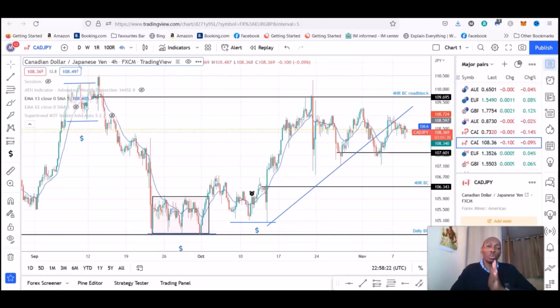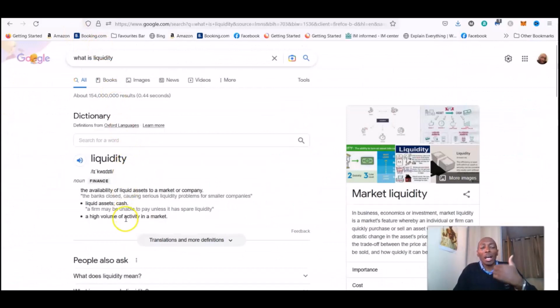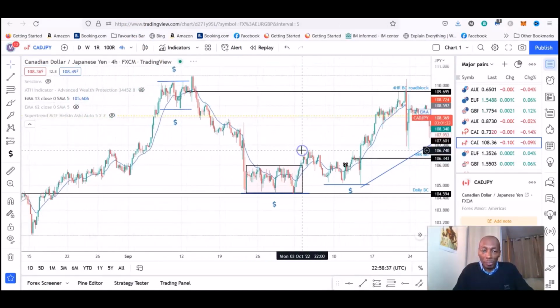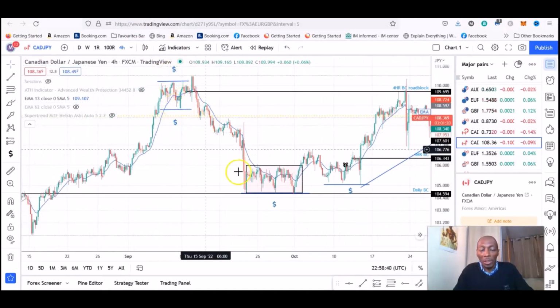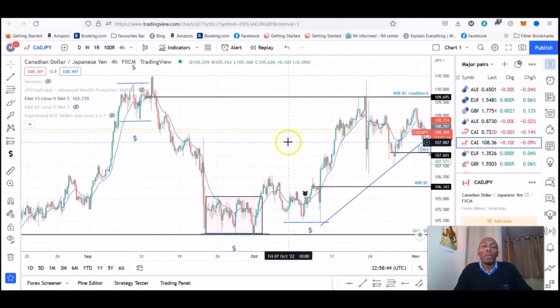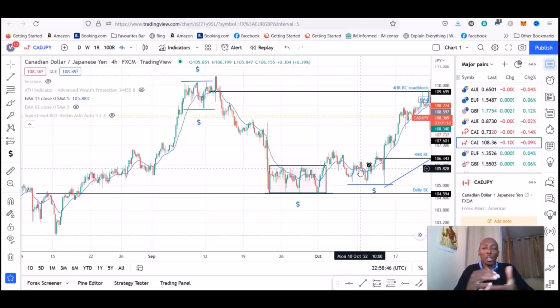So for now, let's go into this liquidity and what I mean by this liquidity strategy. Firstly, the technical definition of liquidity is a high volume of activity in the market. When we're talking about liquidity on a Forex chart, you'll see these places where I put these dollar signs. Now, what that usually means is where a lot of money is being accumulated.